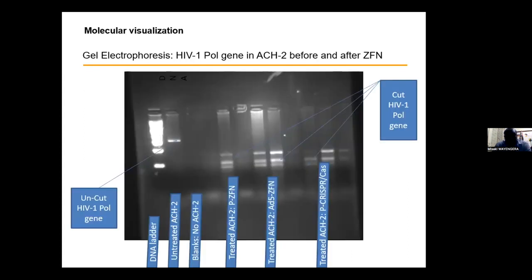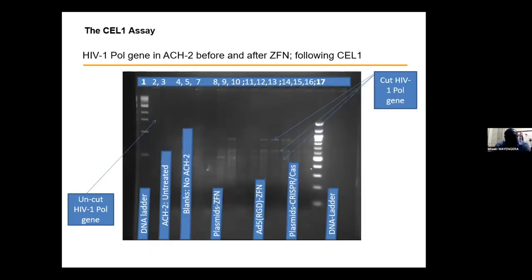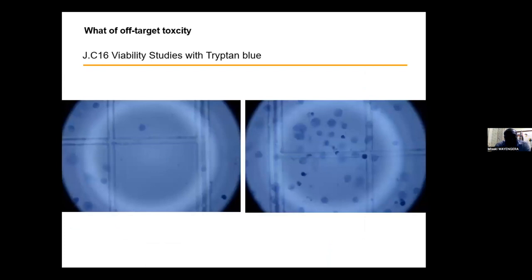So this is part of the molecular visualization in terms of the DNA ladders. I think we will get to see how this works. This resembles a mismatch assay, but essentially when the DNA is being treated by the enzyme, you can see whether the target is being cut, or it's not being cut. And this is one way to prove it. So this is ideally the cell assay that is being used to tell us whether the target is being cut. But then what of off-target toxicity?